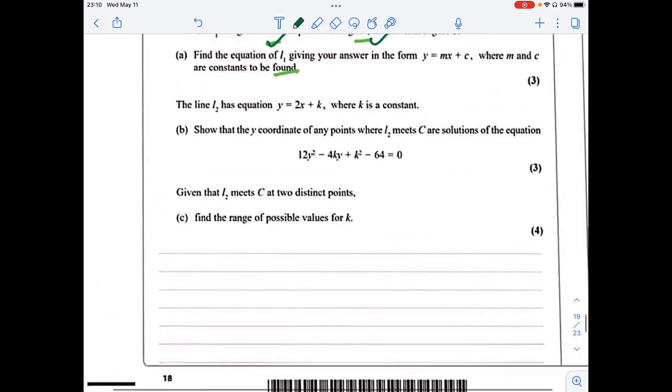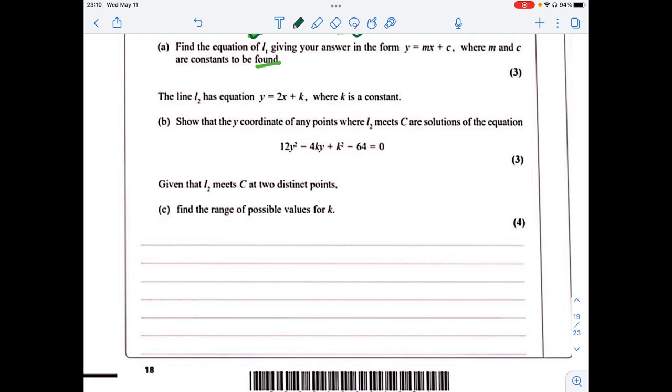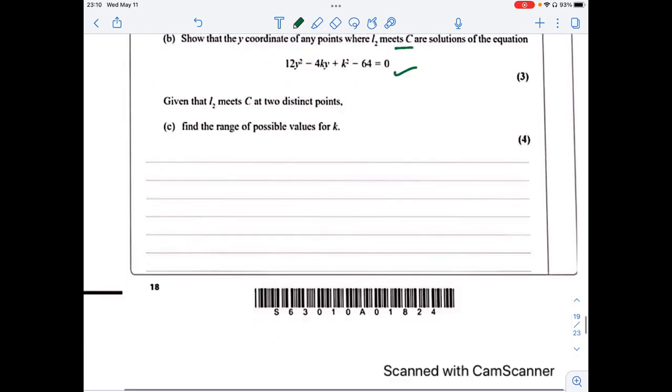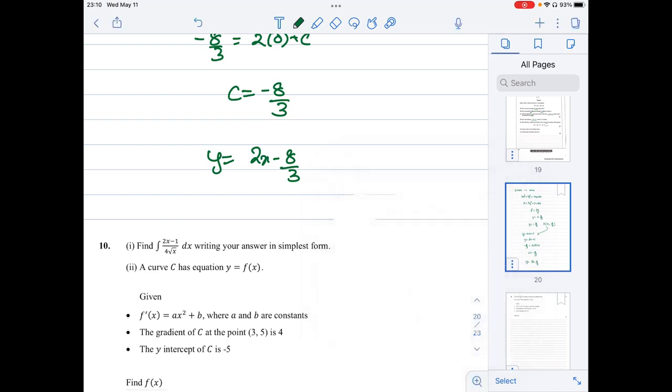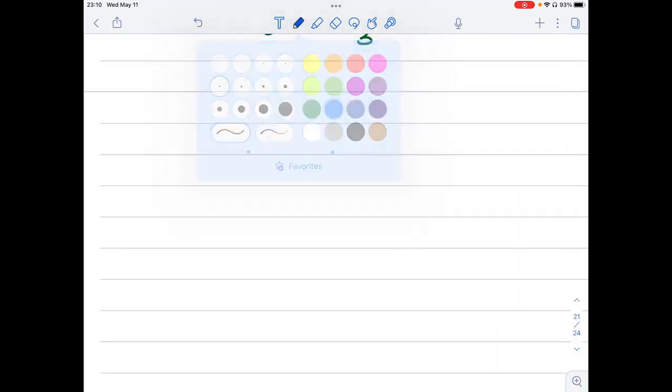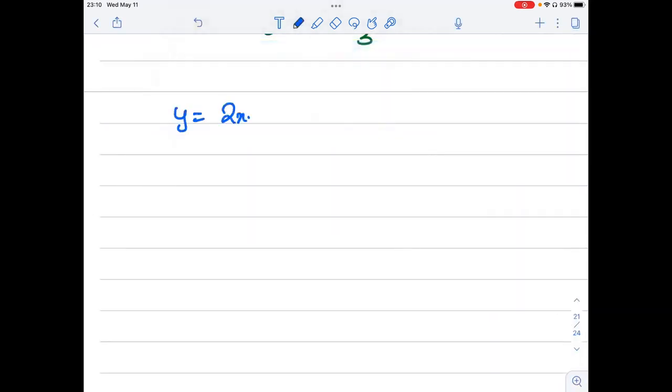Next, we formed in the form y equal to mx plus c. The line L2, y equal to 2x plus k, k is a constant. Show that the y coordinates of the points where the line L2 meets the curve C are the solutions. So y equals 2x plus k. So 2x equals y minus k.